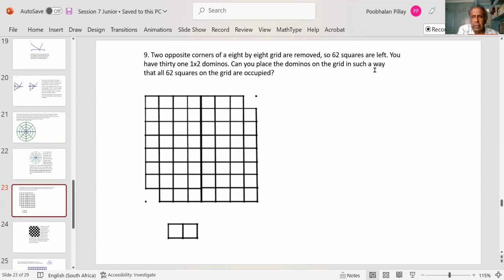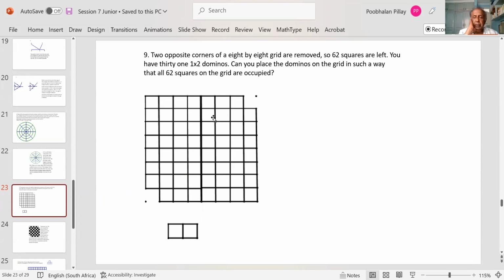You've got 62 squares left, because there are 64 squares originally. 2 have been removed, so you've got 62 squares. You've got 31 1x2 dominoes. You call these dominoes. You've got 31 of them. Now, the question is, can you place the dominoes on the grid in such a way that all 62 squares on the grid are occupied?